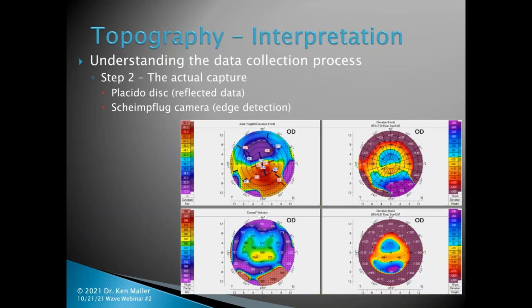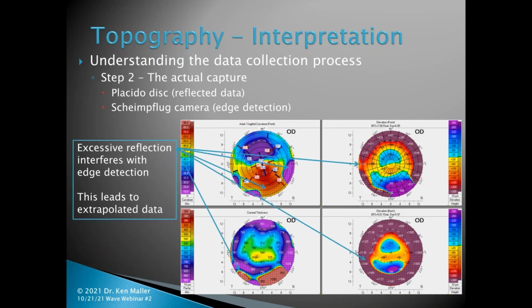All right, now when we have edge detection problems, you can see here what looks like a polka dot pattern, and those polka dots are all extrapolated data. So in essence, the software has added in data where it was not able to actually measure data. And so if you have excessive reflection off of various corneal opacities, be prepared that you may end up with extrapolated data there if you're using the Pentacam to detect the edges.